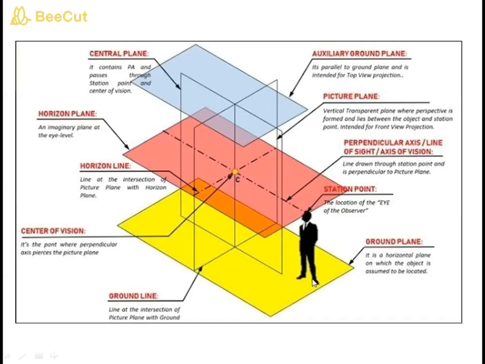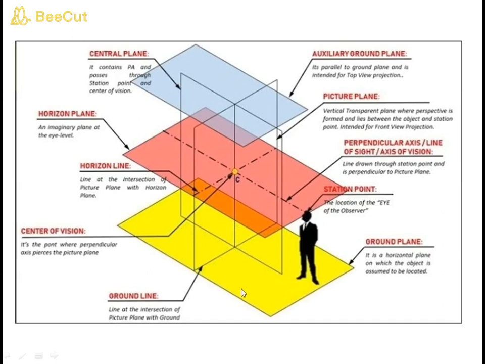Ground plane is the plane in which the observer is resting, or standing, or the object is standing. So you have to place the object somewhere or the observer somewhere. That plane is known as the ground plane. It is something like your HP, horizontal plane, reference plane HP.